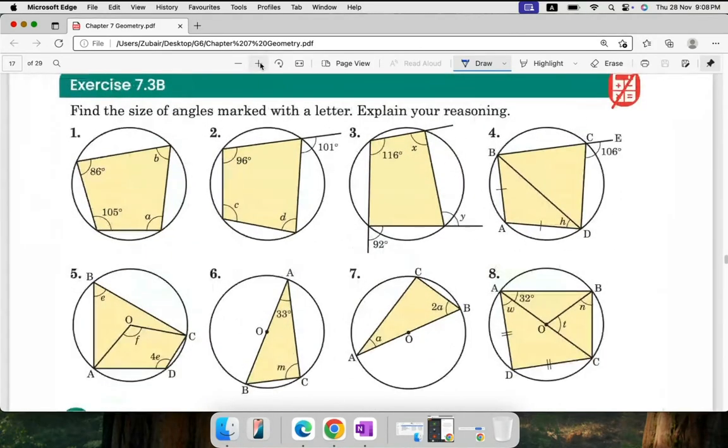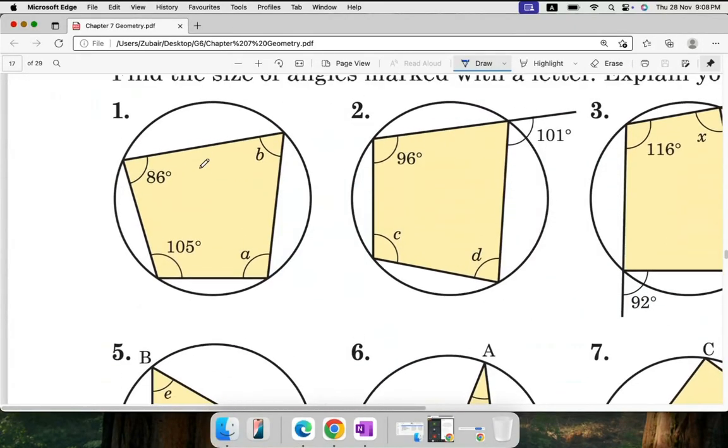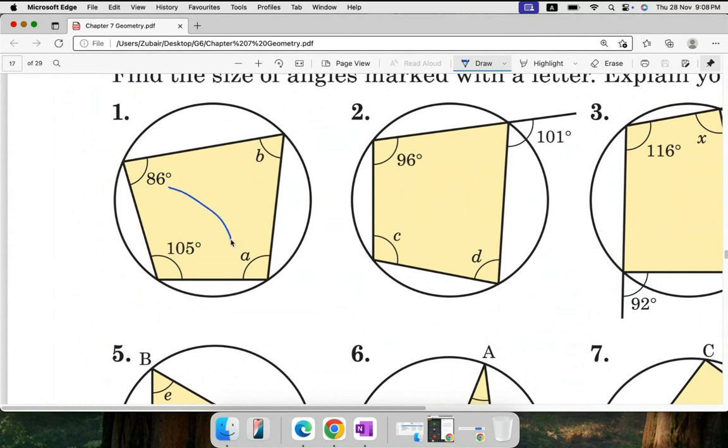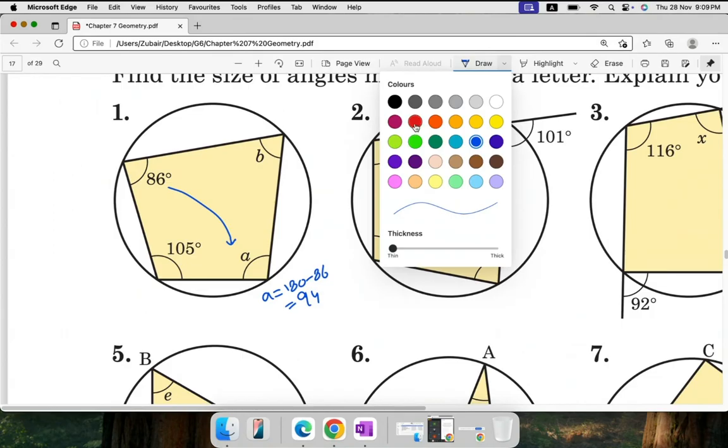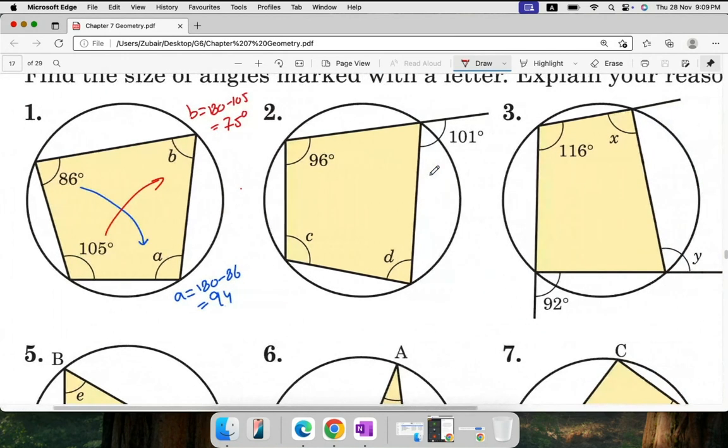Practice questions. Number 1. There are two unknowns A and B. So sum of these two is 180. That means A is equal to 180 minus 86. This is 94. Then sum of B and 105 is again 180. So B is equal to 180 minus 105, which is 75. Try question number 2.